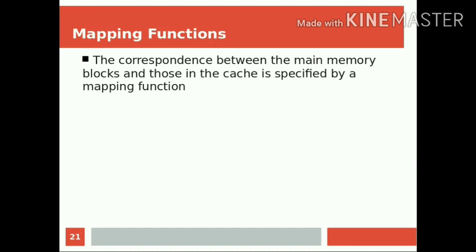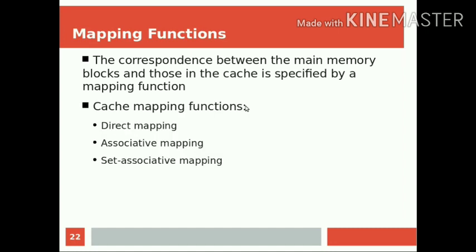Mapping functions. The correspondence between main memory blocks and those in the cache is specified by a mapping function, and there are different cache mapping functions. One is direct mapping, associative mapping, and set associative mapping. We will discuss each of these mapping techniques in detail in the next videos.